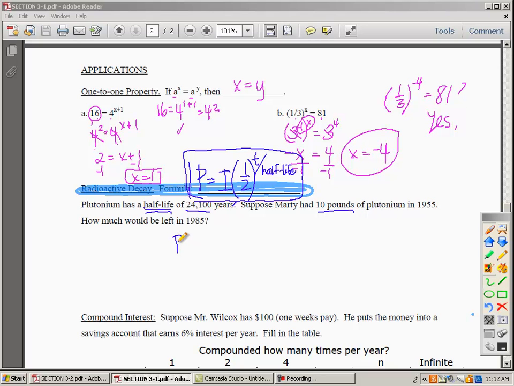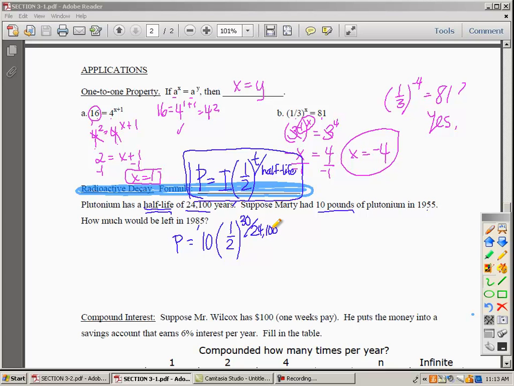All right, well, let's set this up. P equals 10 is my initial amount, and I'm taking a half-life. They basically told me it's a half-life. The time is always in years, so we started in 55, we get to 85, that's 30 years, with a half-life of 24,100 years. So here's the setup.